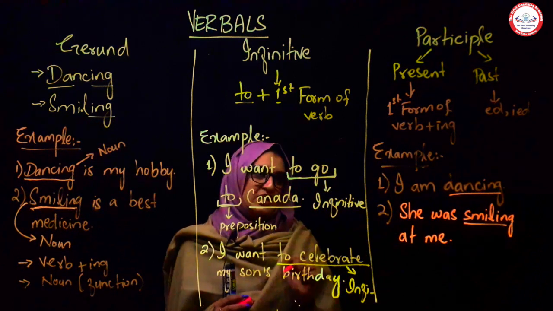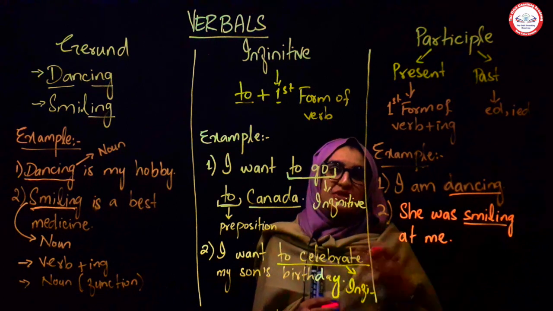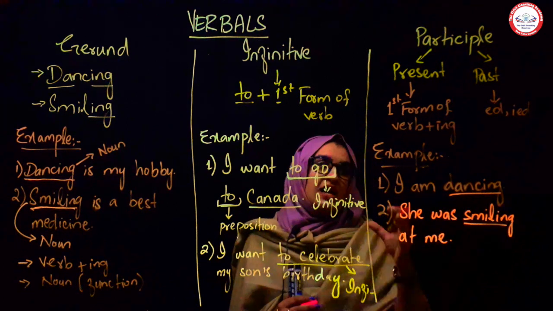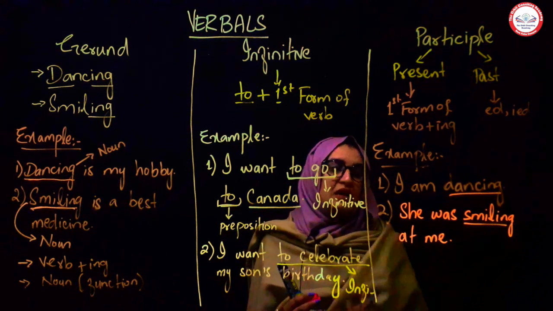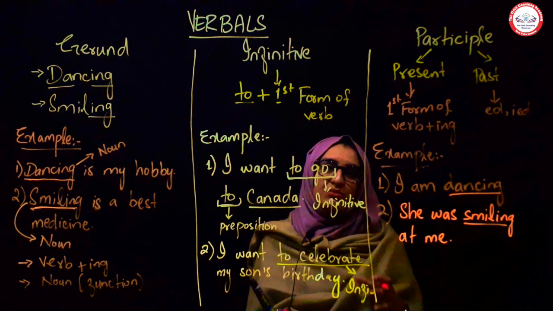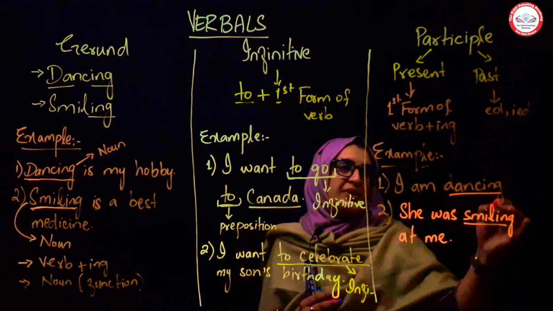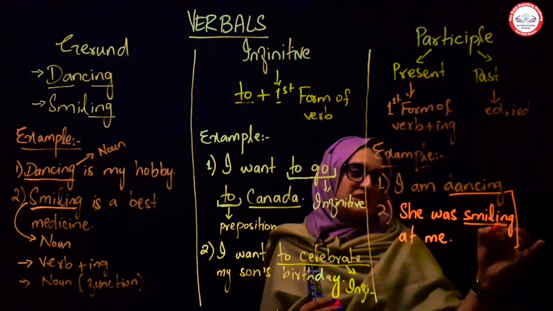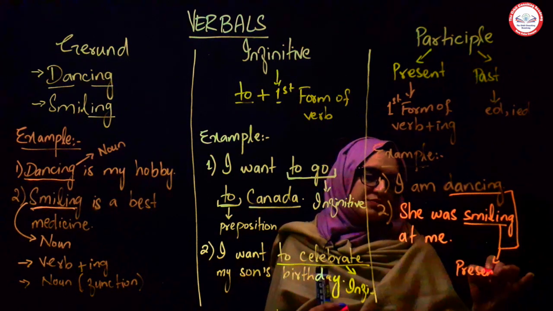The second difference is, as you can see over here, it shows that the person is performing some function. I am dancing means that I am doing something. Similarly, she was smiling at me means that she was doing something, she was performing some function. So that is why we call it present participle. Both of these words are called present participles.